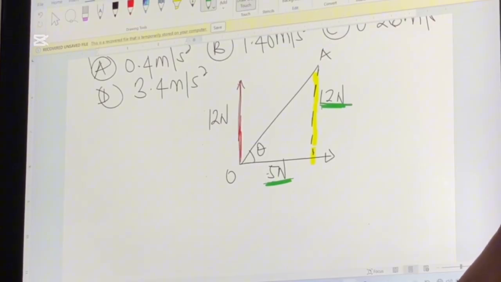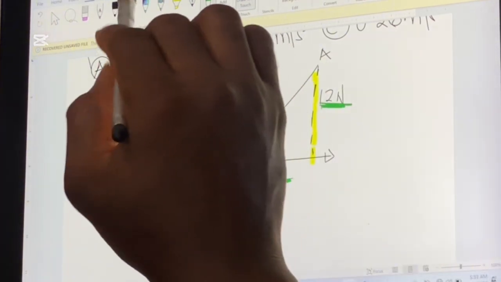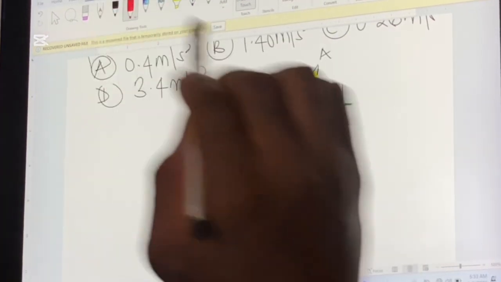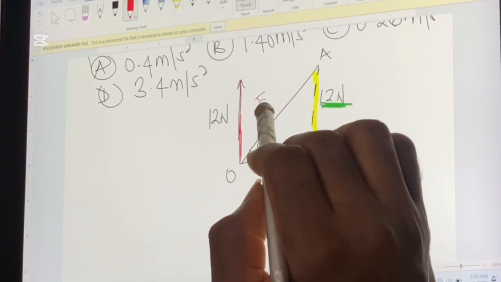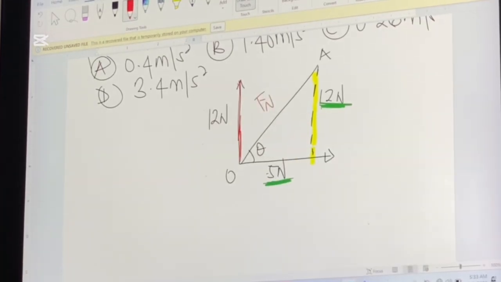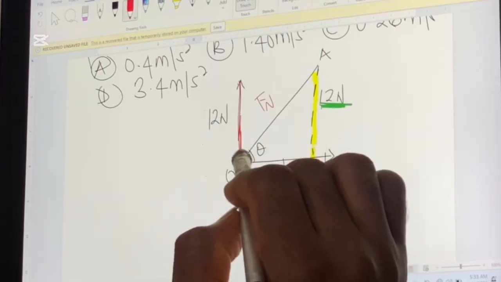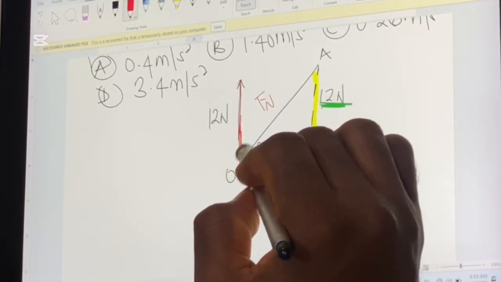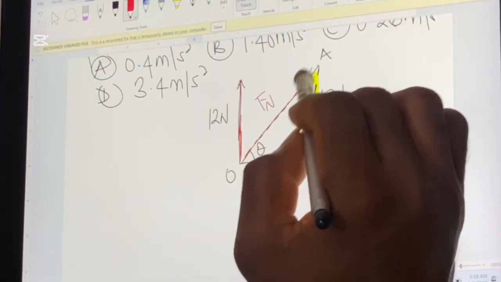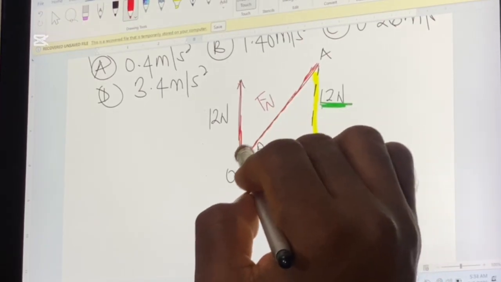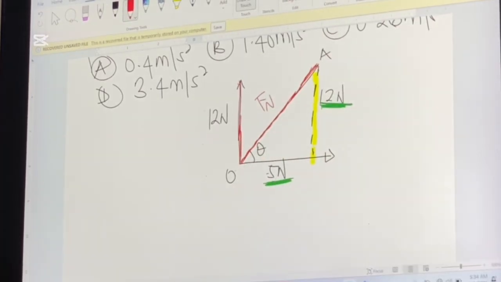For us to find the aggregate acceleration between these 12 newtons and these 5 newtons, we have to apply Pythagoras theorem. Please take note. To find the force that will be acting on this side here, that is the net force acting on this part here. So is the acceleration on this part OA. We are asked to calculate OA. Remember, the force OA here can be calculated using Pythagoras theorem.